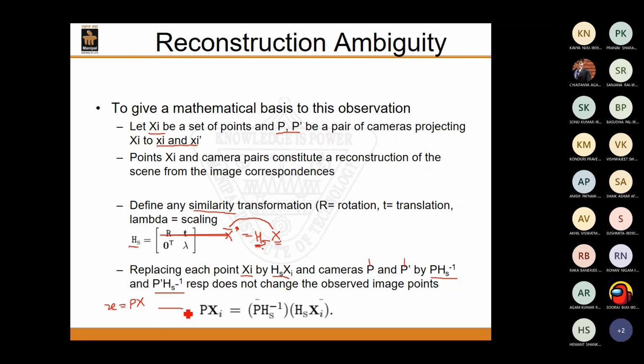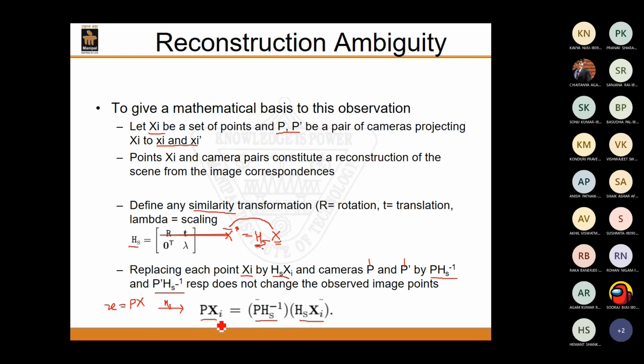On applying the similarity transformation to this, I can write it this way. That is, I get PXi is equal to PHs inverse HsXi. Here this HsXi is basically the transformed image point, and this PHs inverse is basically applying the transformation on the camera parameters. So on applying the transformation on the camera parameters as well as on the reconstructed points, these two become an identity matrix, and it basically becomes PXi itself.